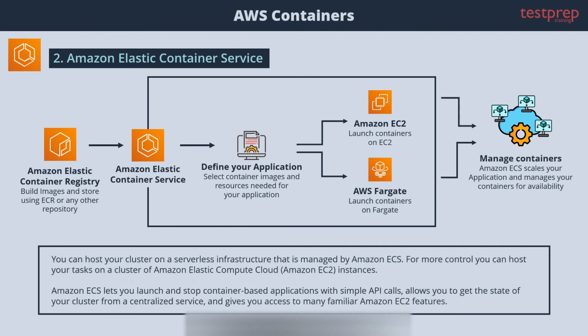You can host your cluster on a serverless infrastructure that is managed by Amazon ECS. For more control, you can host your tasks on a cluster of Amazon Elastic Compute Cloud instances. Amazon ECS lets you launch and stop container-based applications with simple API calls, allows you to get the state of your cluster from a centralized service, and gives you access to many familiar Elastic Compute Cloud features.